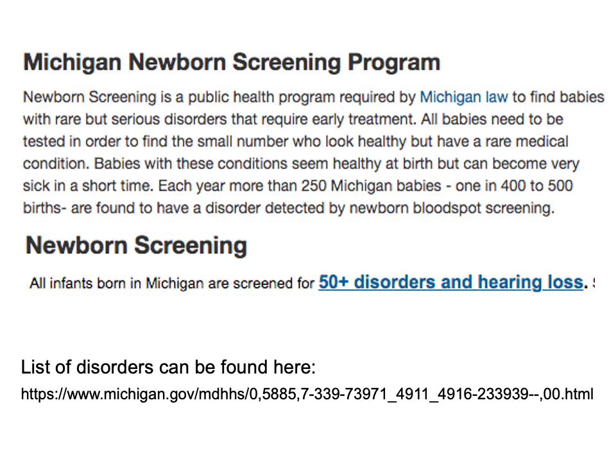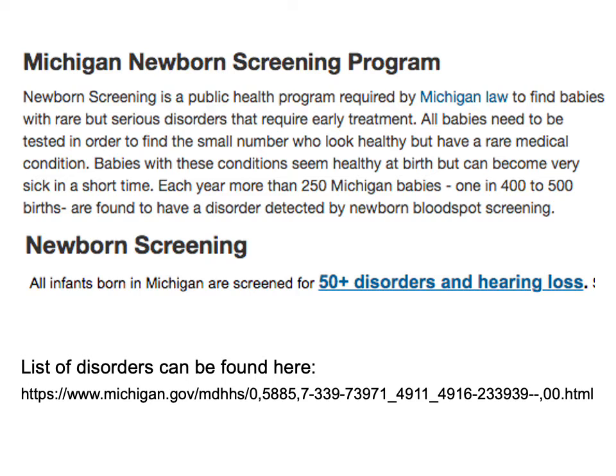In Michigan, the newborn screening program, in case you didn't know about it, is pretty interesting. It's a public health program. It's required by Michigan law. And the idea is to try to identify babies that have rare but serious disorders. So all babies have to be tested, again, by law.